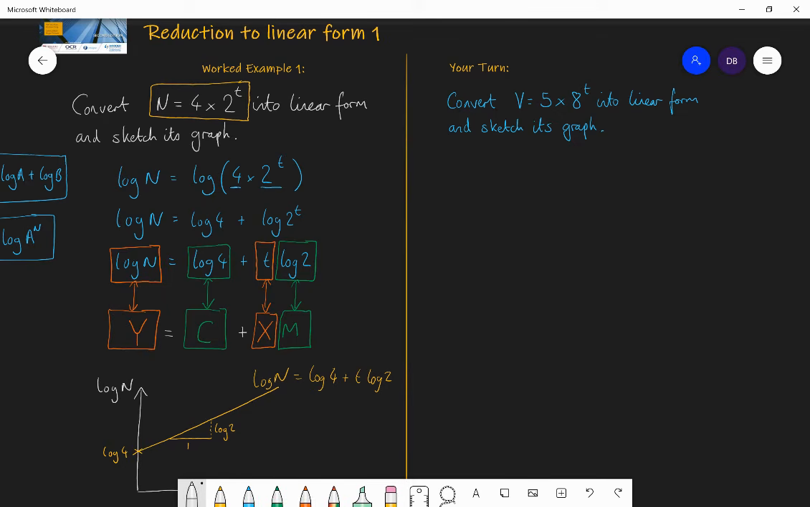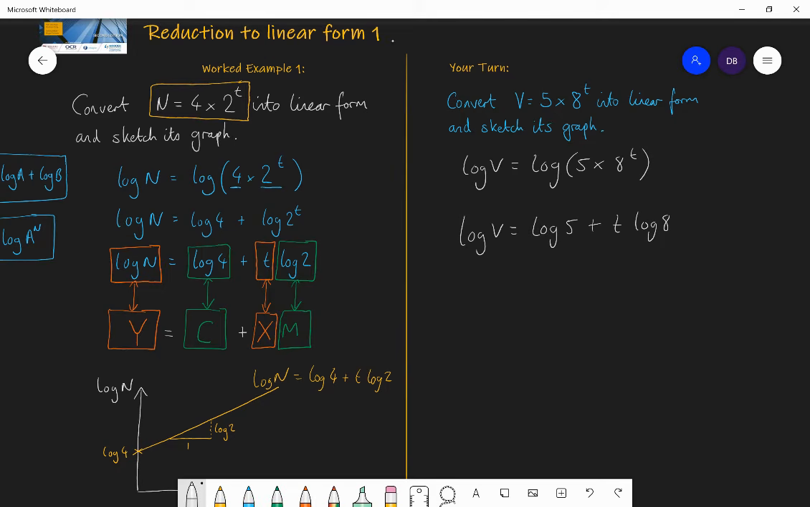Okay, for this, again, we take logs of both sides. So log v equals log of 5 times 8 to the power of t. I'll do this in a slightly quicker way. That then turns into log v equals log 5 plus t log 8.